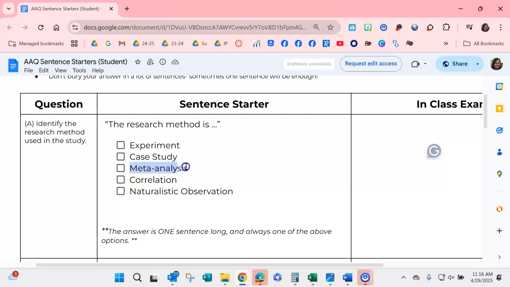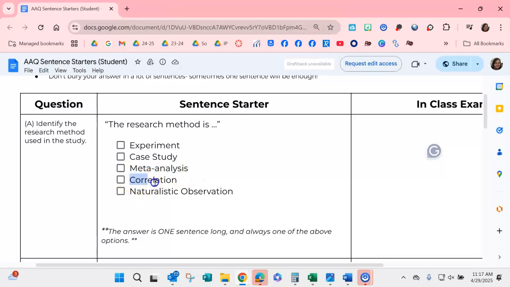Meta-analysis is going to be multiple studies that were similar. So all these other studies, but they were very similar. They could have been experiments. They could have been surveys. They could have been intelligence tests, whatever it was they did. There's a bunch of them, and now they're comparing them. So multiple of something, multiple research.